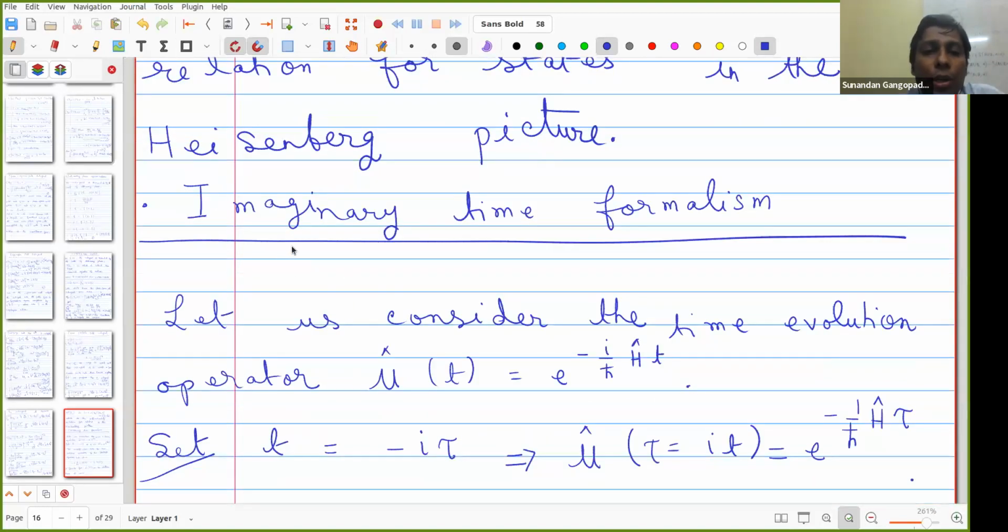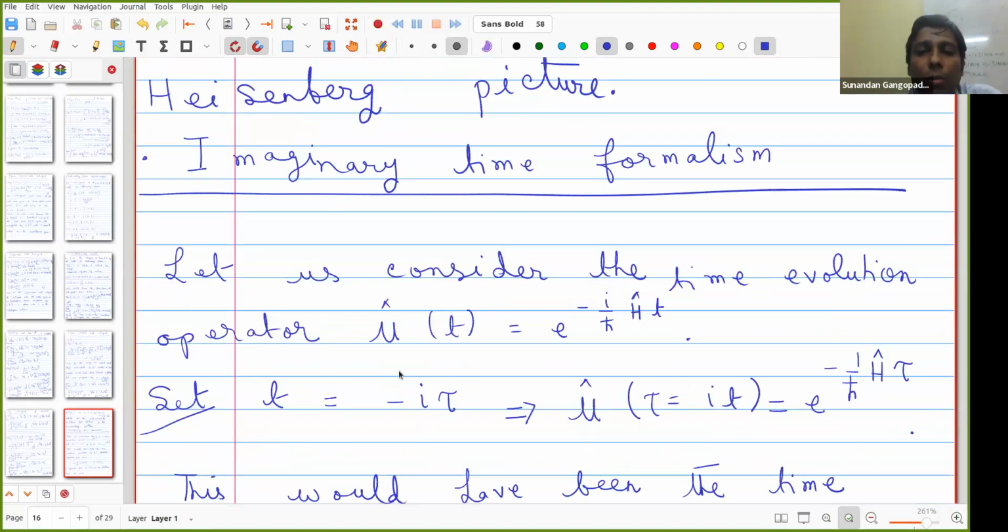Now I shall go into something very important. This is called the imaginary time formalism. So let us consider the time evolution operator U hat of t, which I had already written down. The time evolution operator U hat of t is given by e to the power of minus i by h bar times the Hamiltonian operator H hat times t. Here I'm assuming that this Hamiltonian operator is time independent.